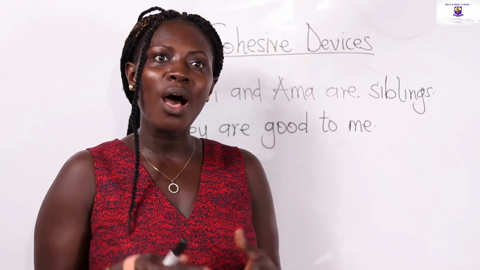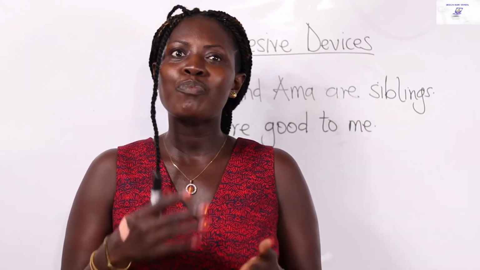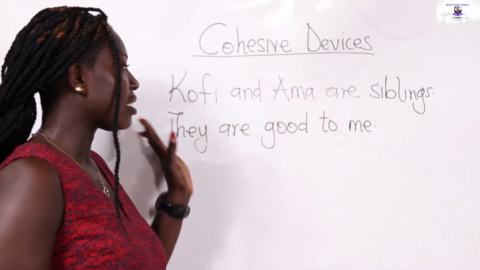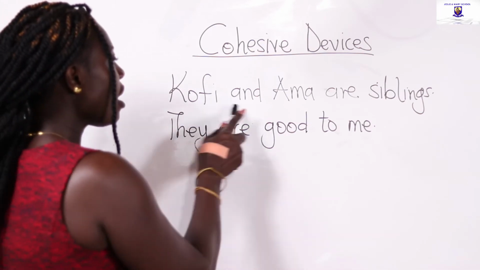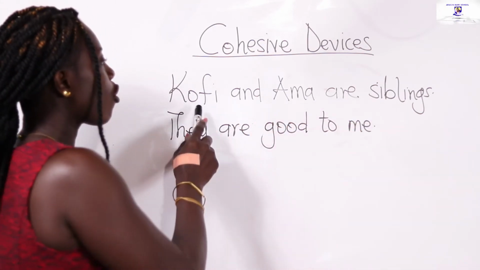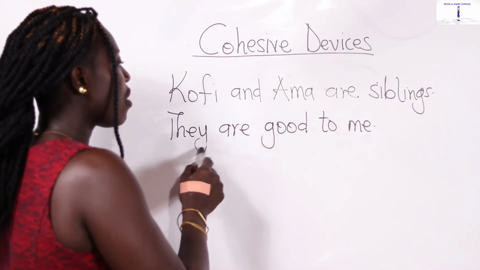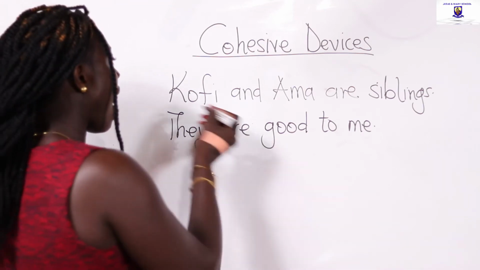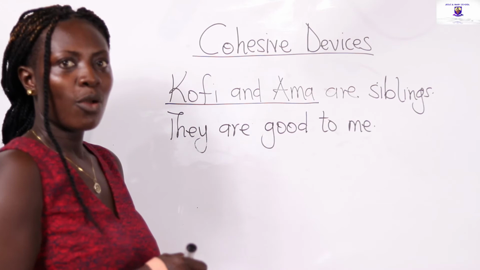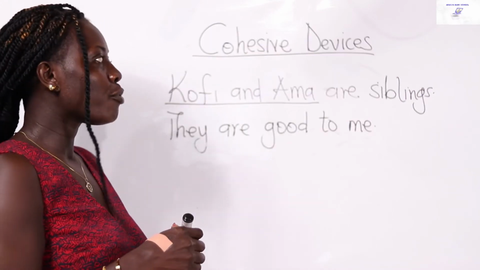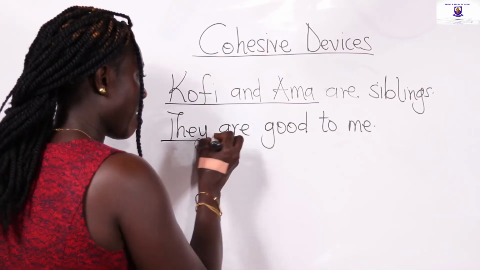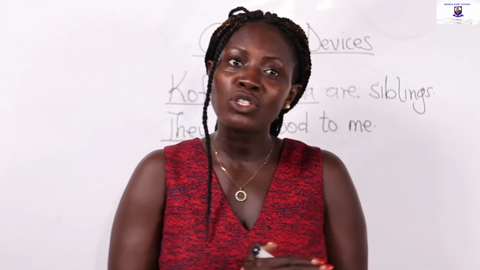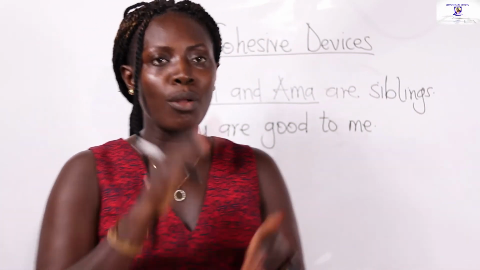When the noun is plural, the pronoun that will replace it should also be plural. Let's take a look at an example on the board. Kofi and Amma are siblings. They are good to me. The nouns here are Kofi and Amma. We need to replace them with a plural pronoun, which is they. So when the noun is plural, make sure you replace it with a plural pronoun.